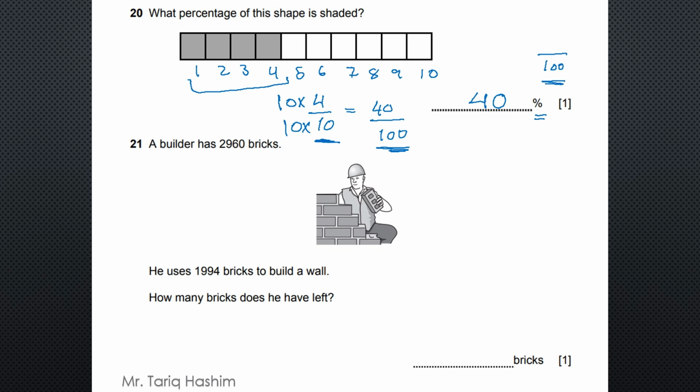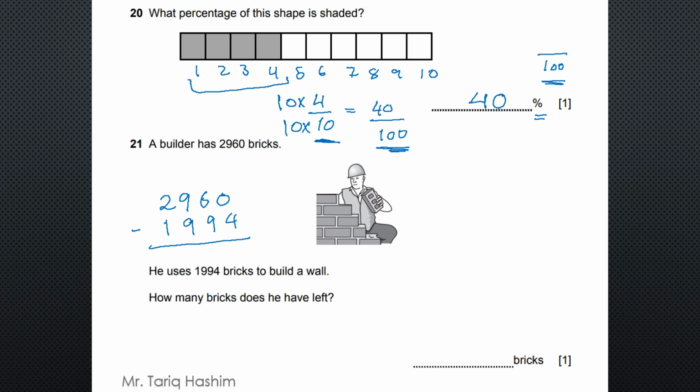Question number 21. A builder has 2,960 bricks. He uses 1,994 bricks to build a wall. How many bricks does he have left? So we have 2,960 bricks. He used 1,994. So we have to make a subtraction.